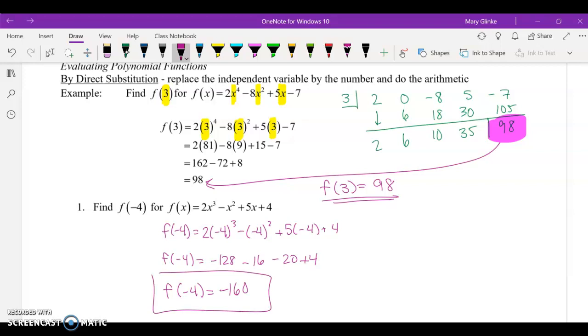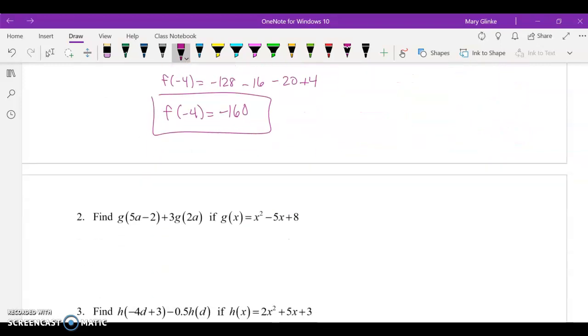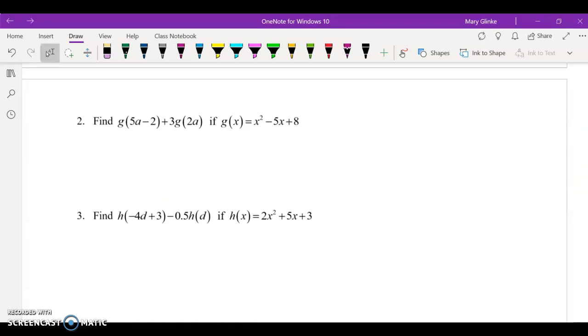So with polynomials, you can plug in values and get values back out, but you can also plug in expressions and get expressions back out. Looking at this, we have 2 different things we want to evaluate. We want to evaluate g of 5a minus 2, and we also want to evaluate g of 2a. So I'll go ahead and do g of 2a first. I'm going to put that right here. In order to do g of 2a, you're going to plug in 2a for x.